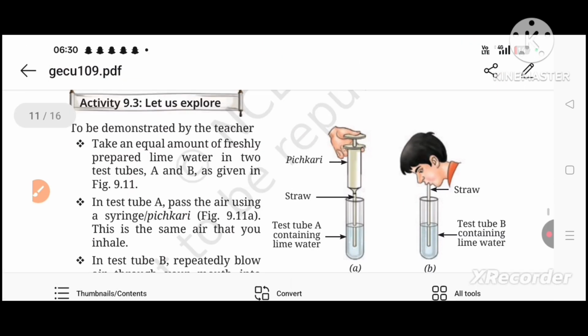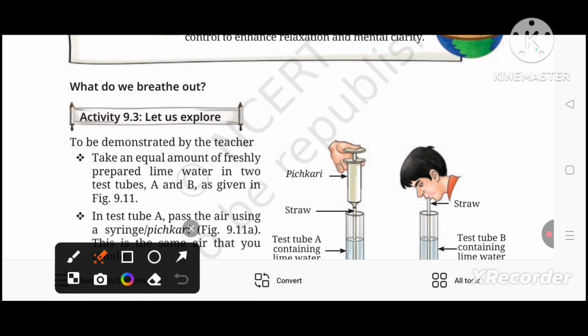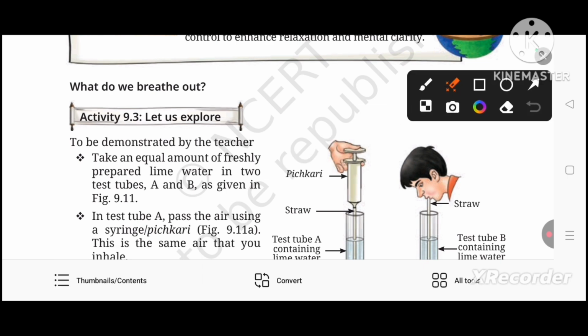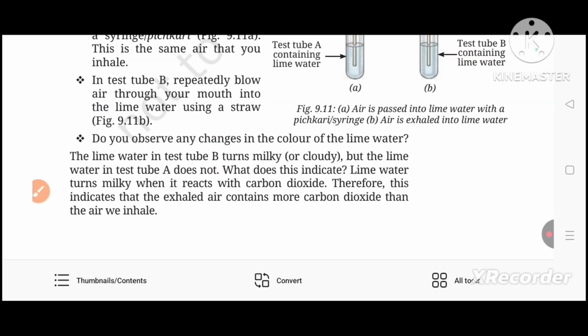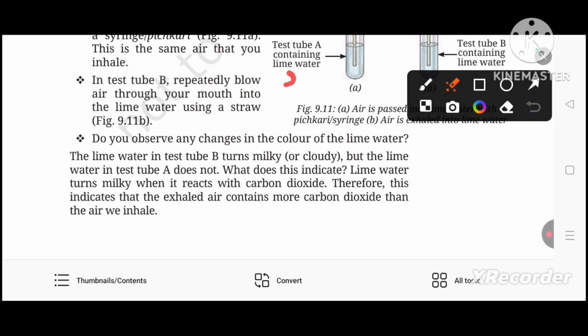What do we breathe out? Let us do an activity. Let us explore. To be demonstrated by a teacher, take an equal amount of freshly prepared lime water in two test tubes A and B given in figure 9.11. In test tube A, pass air using a syringe or a pichkari. This is the same air that you inhale. In test tube B, repeatedly blow air through your mouth into the lime water using a straw.